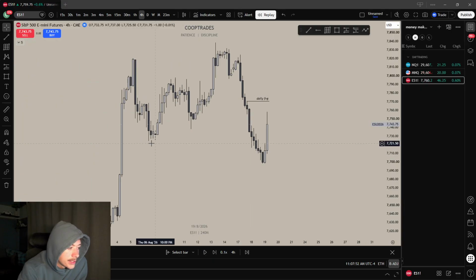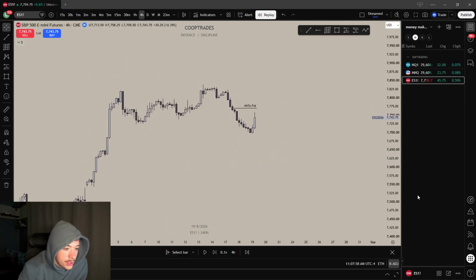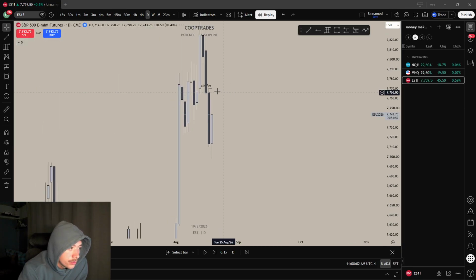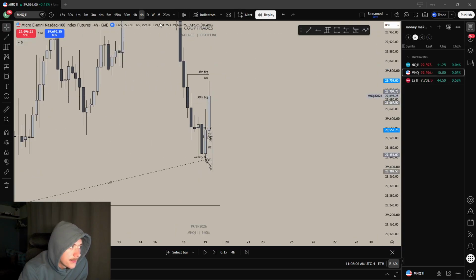We had an unmitigated 4-hour gap right here, so that was kind of my draw. ES, we also had SMT with this low right here, as we can see. NQ did not take it out, and ES did take it out. So ES also had a good draw in a daily fair value gap. So I like both of these draws for longs. So I was definitely bullish coming into the day.